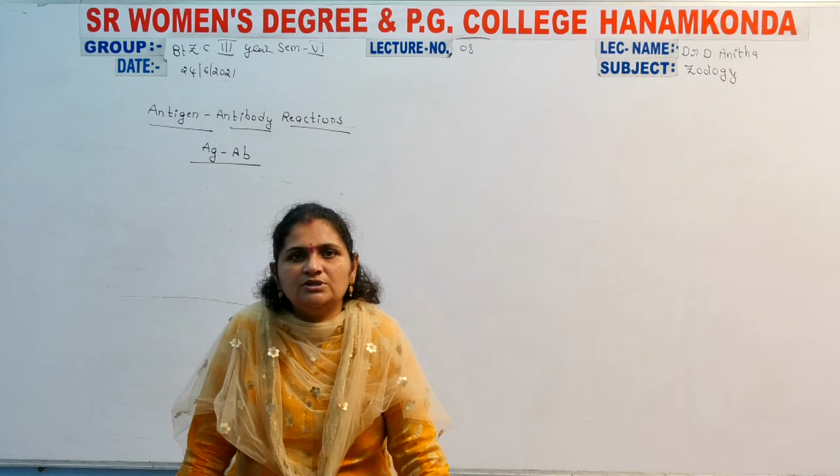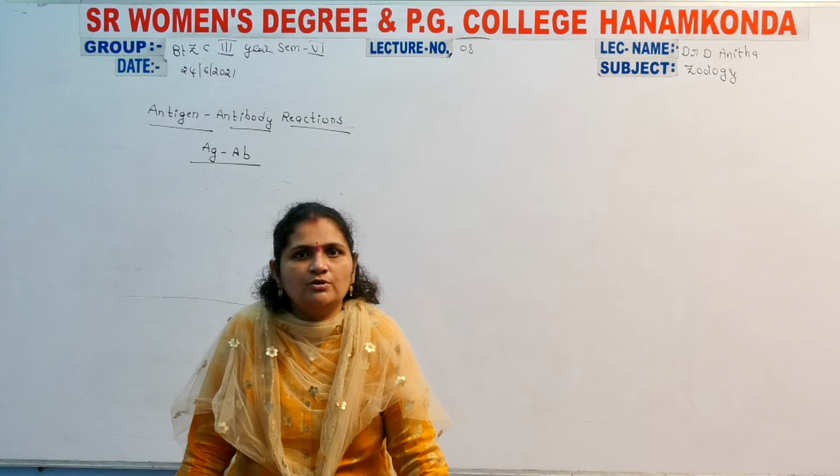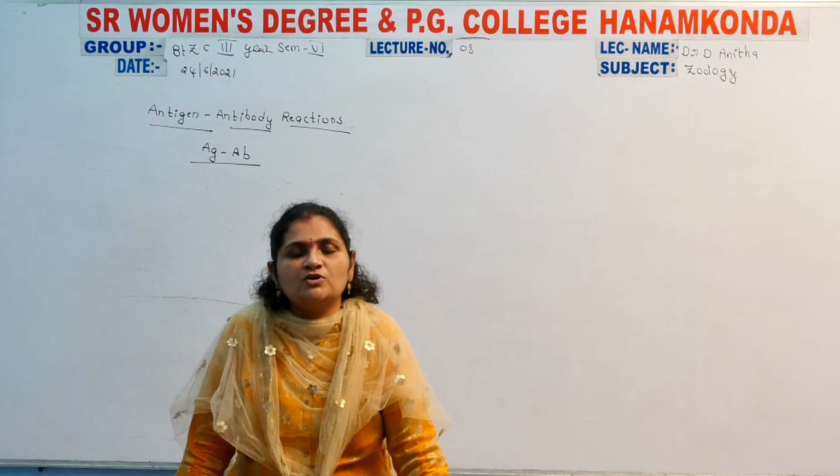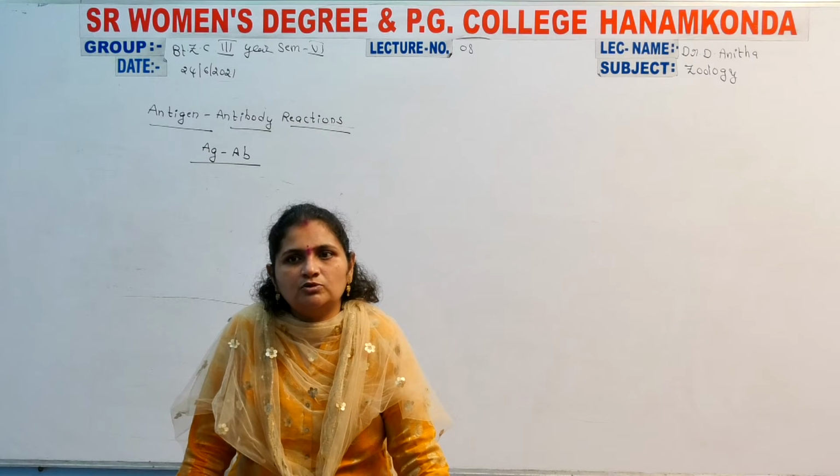So in this immune system, the antigen and antibody reaction always occurs. Why? Because if there is no defensive mechanism, the antigen will disrupt the body of the organism, and finally it can lead to the death of the person. By that reason, to overcome the problem, the antigen and antibody reaction occurs inside the body.